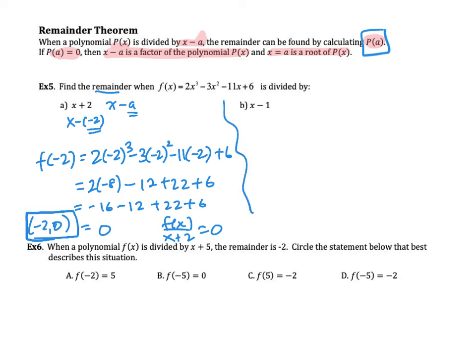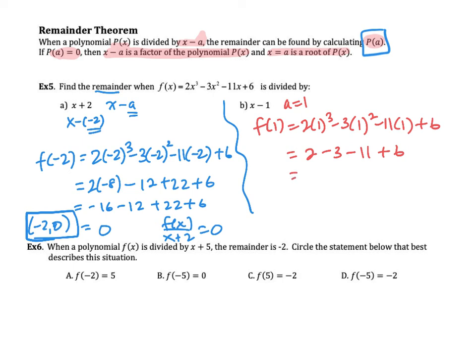Now let's look at the second example. So if I'm dividing this by x minus 1, then a is equal to 1. So I'm going to find f of 1. So it's 2 times 1 cubed minus 3 times 1 squared minus 11 times 1 plus 6. Well, that's 2 minus 3 minus 11 plus 6. So what do I have this time? It looks like I have -6, right? 2 minus 3 is -1, minus 11 is -12, plus 6 is -6.